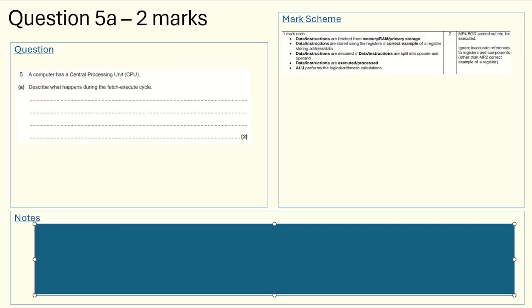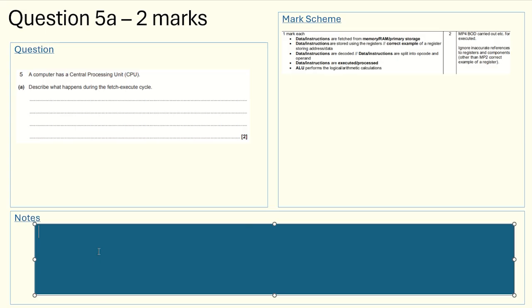Okay, question 5A is worth 2 marks, and moving on to a new topic now. This is to do with the CPU, the central processing unit. This question is asking us to describe what happens during the fetch execute cycle, which may look pretty tricky on the face of it. Obviously, you go into quite a lot of detail about what's happening in the fetch, decode, execute cycle in terms of registers and movement of data and addresses and all that kind of stuff. You don't need to do that in this question. It's actually very, very straightforward.